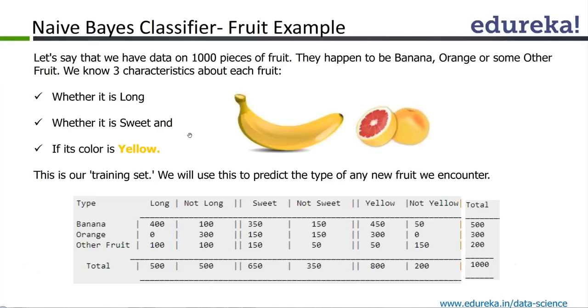So here I have three classes, right? Banana, orange, and other fruit. So my k is equal to 3 in my mathematical formulation. So C1, C2, C3. And for each of the classes, we compute how many of them are there. And you can do this counting and construct a table.